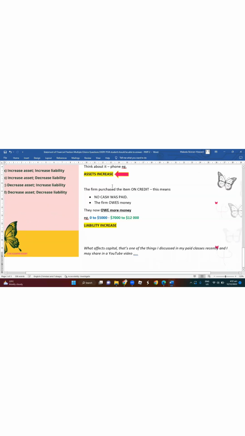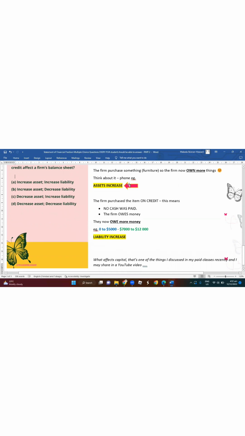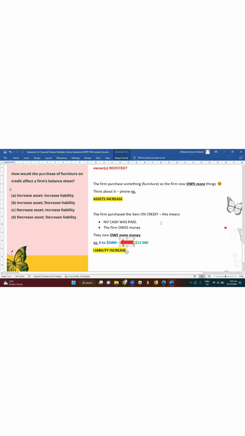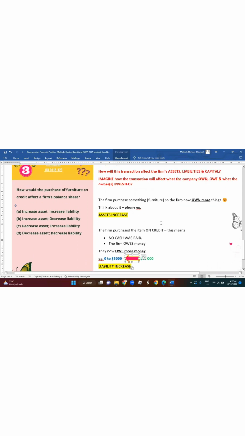The flip side of this is the firm purchased the items on credit. So this means no cash was paid. No cash was used in this transaction. And because of that, the firm now owes money, right? They now owe more money. So for instance, if the furniture costs $5,000 and they owed $0 before, right? So they had no money outstanding before, they would go from 0 to 5,000 because of this transaction. So you see how the liability or the amount of money they owe increase.